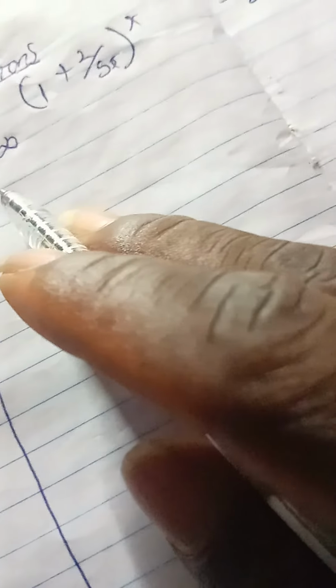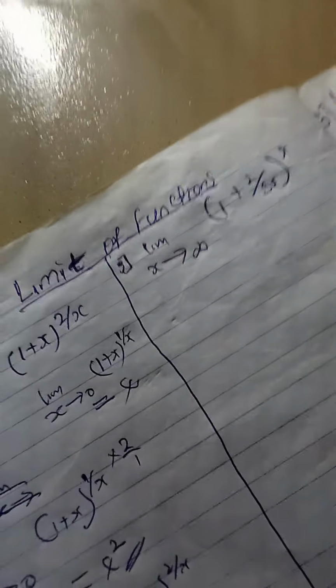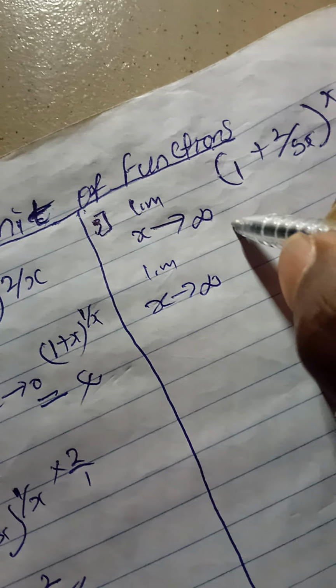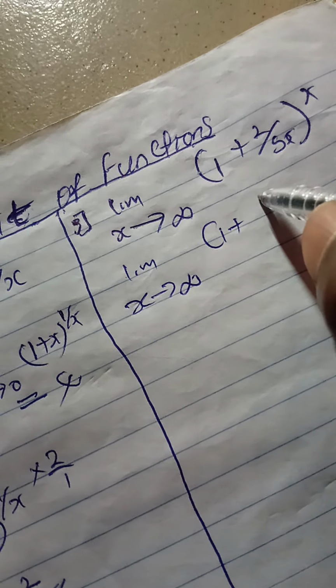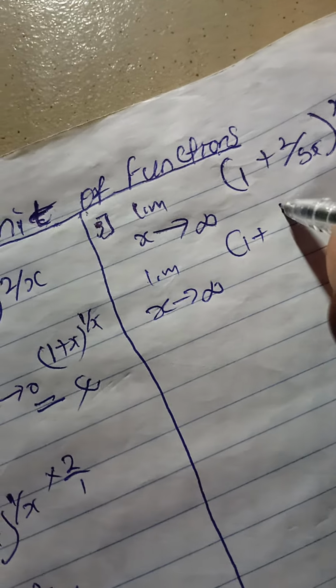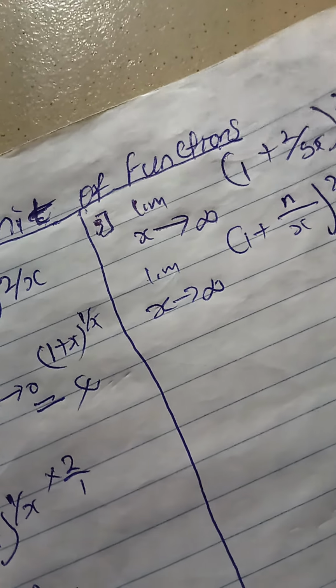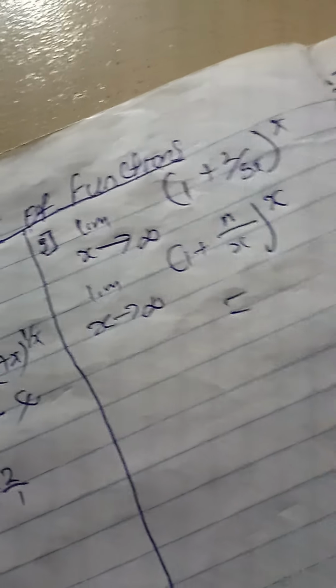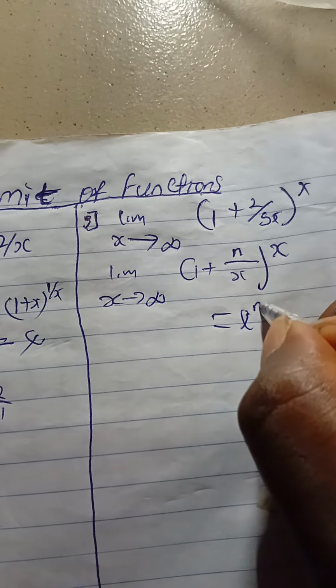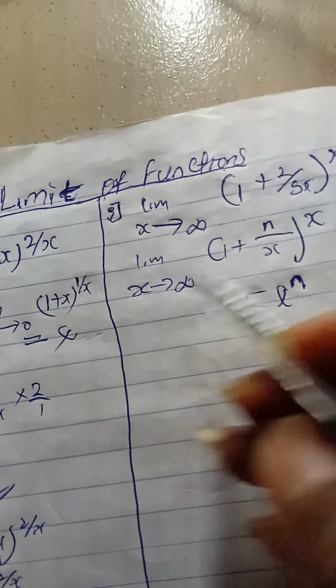Now, limit as x tends to infinity of (1 + 2/(5x)) raised to power x. Now, take note. A standard limit says limit as x tends to infinity of (1 + n/x) raised to power x equals e raised to power n. As x tends to infinity, see, don't confuse these things together.